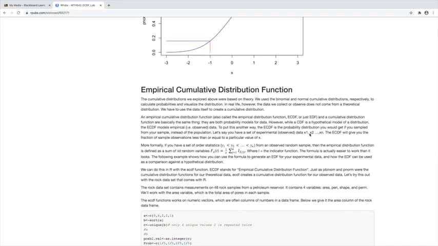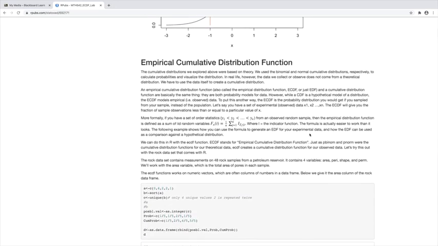So an empirical distribution function, also called empirical CDF, ECDF, or sometimes just EDF, is basically the same thing as the theoretical one. They are both probability models for data. However, while the CDF is a hypothetical model for distribution, the ECDF models empirical or observed data. So it is the probability distribution that you would get if you sample from your sample.